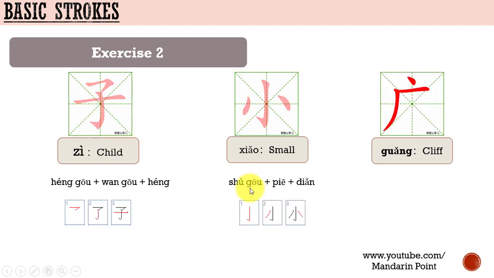Here we have the last one. It also has 3 strokes. But what are the names of these strokes? I'm not going to disclose it. You have to mention in comment box. So that's all about our today's lesson.